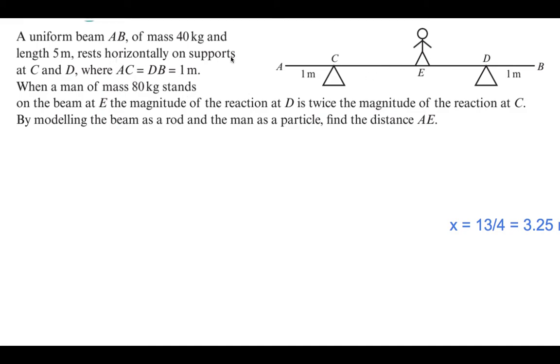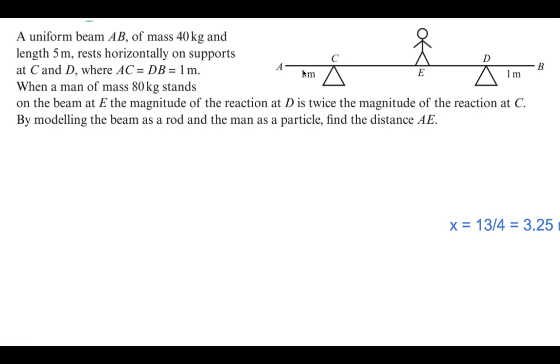It rests on horizontal supports at C and at D. And it says when a man of mass 80 kilograms stands on the beam at E, the magnitude of the reaction at D, so here, is twice the magnitude of the reaction at C. So if the reaction here is R, the reaction here is going to be 2R.